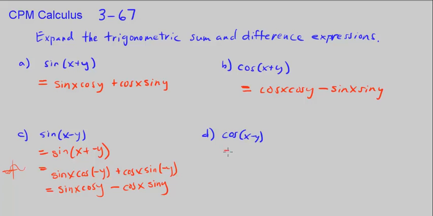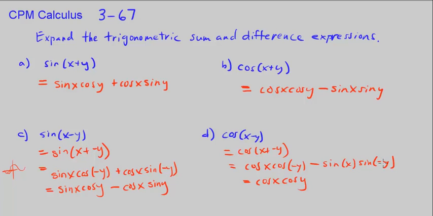Similarly, for cosine, we can just look at this one and know it's going to be cosine of x plus negative y. We get cosine x cosine negative y minus sine x sine negative y, right? We know the property of cosine, it's even, so this makes it positive and the same. The property of sine is that it's odd, so we're going to distribute that negative here, and it's going to look like this, okay? And again, there's a proof of why these are true, and you can find many proofs of why these are true online as well.